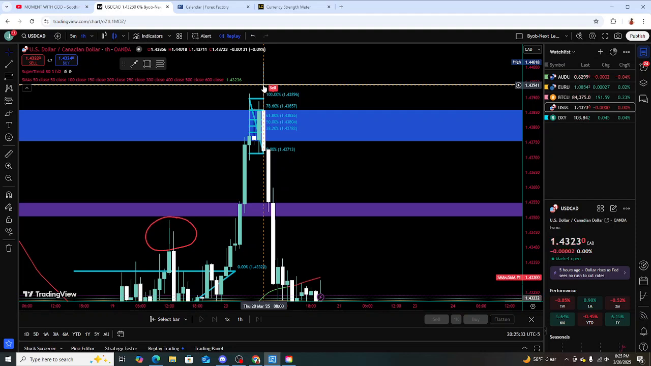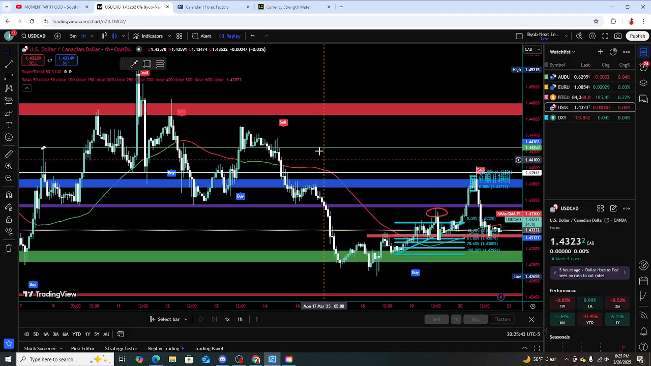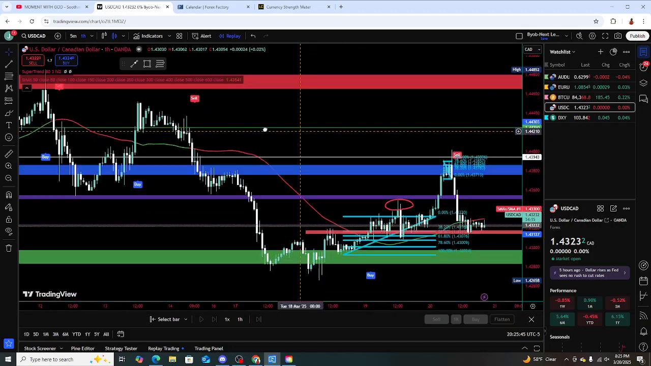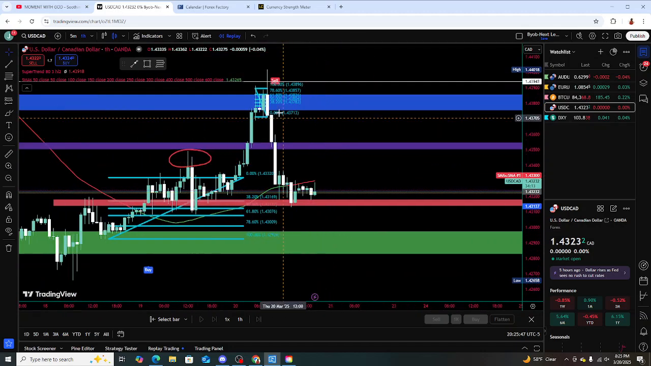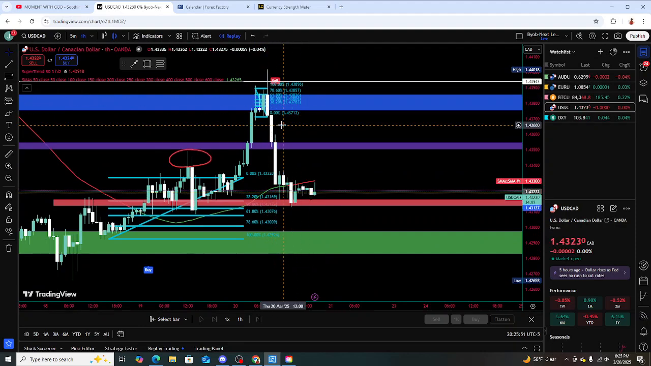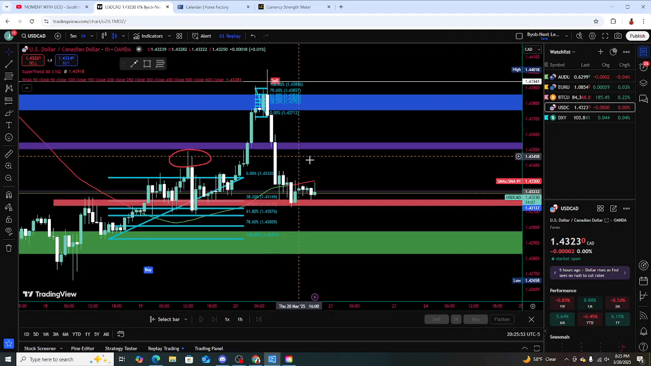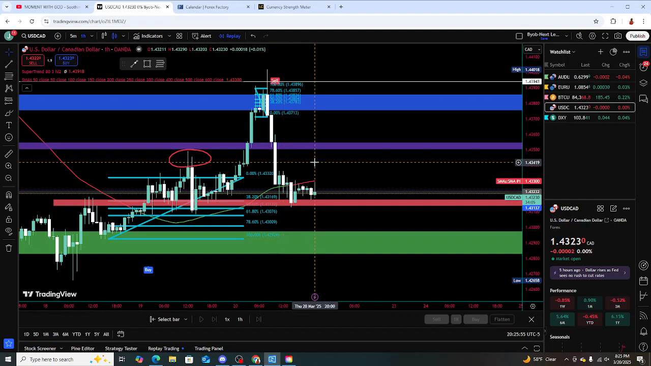I do want to say the biggest thing I learned through this week was just being patient. I'm not forcing any trades. I remember when I first started trading, I'd see something like this, this massive sell, and I'm like, I'm in there. Yeah, it did fill everything in, but my confirmations aren't there to get in the trade.